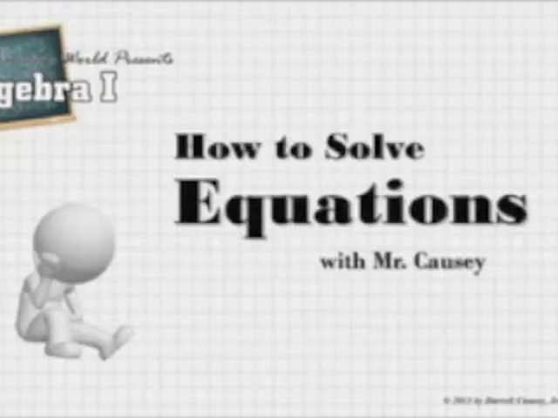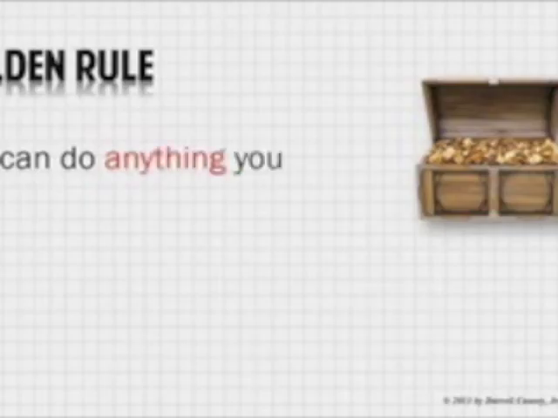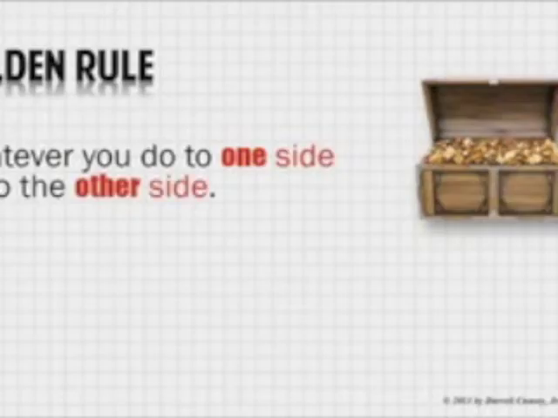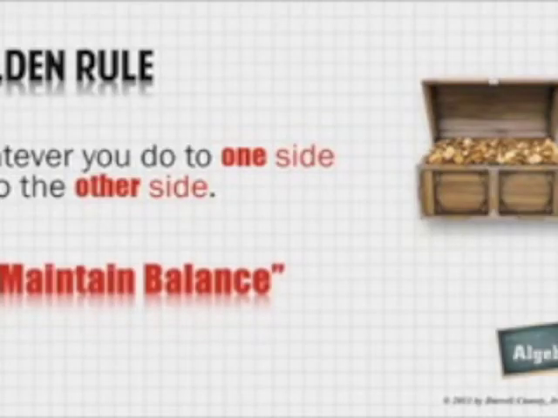Howdy everyone. Mr. Kazi coming to you from beautiful Atascocita, Texas, and today I'm bringing to you another algebra lesson, and we're going to talk about how to solve equations. And you must know the golden rule. You can do anything you want to an equation, but whatever you do to one side, do to the other. Very important when it comes to understanding or working with algebra, and this is to help maintain balance.